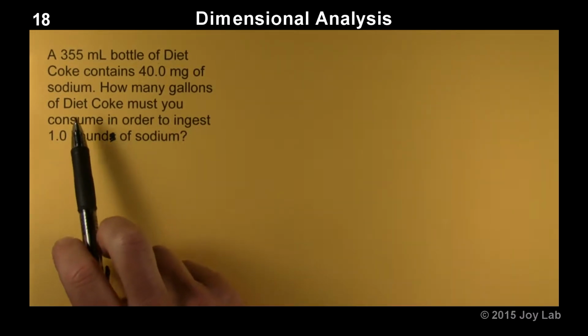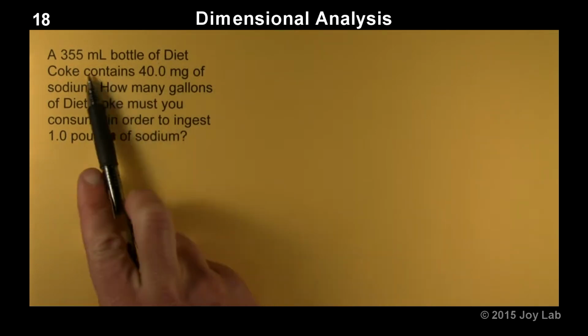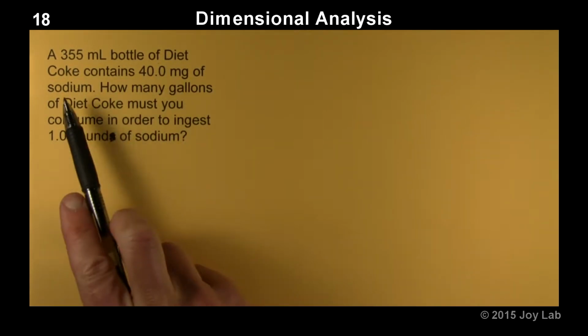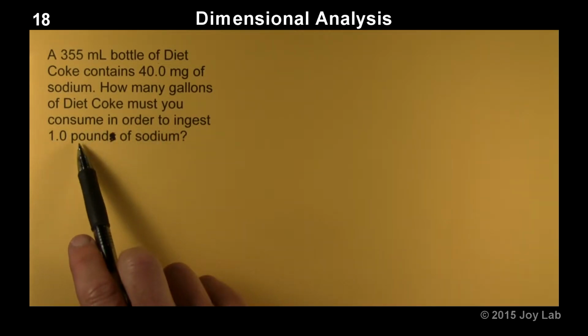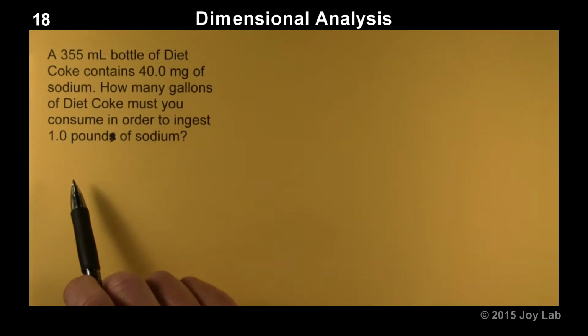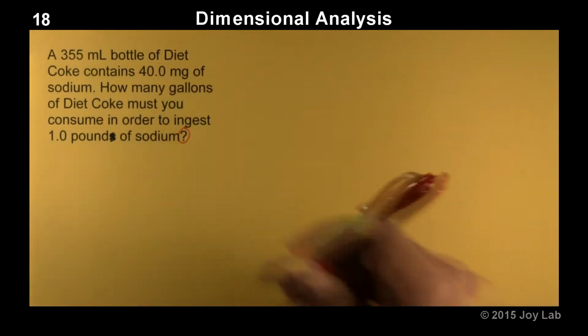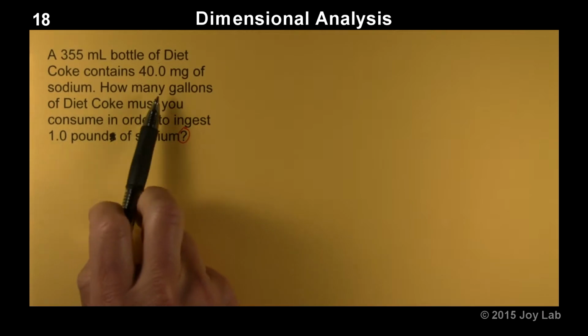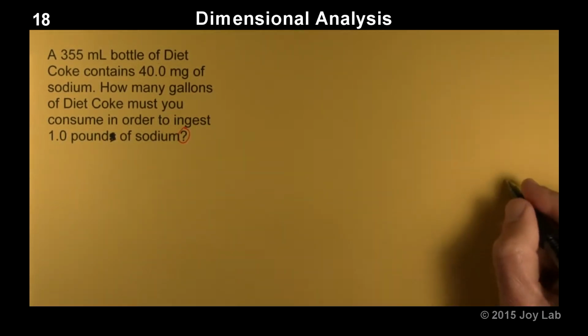So what are the units of our answer? So what is it asking? So this is a statement. This is what it contains. Where does it say, how many? So now here comes the question, and the tip off of the question is the question mark. So we have, how many gallons of Diet Coke must you consume? So we know that the unit of our answer is gallons.